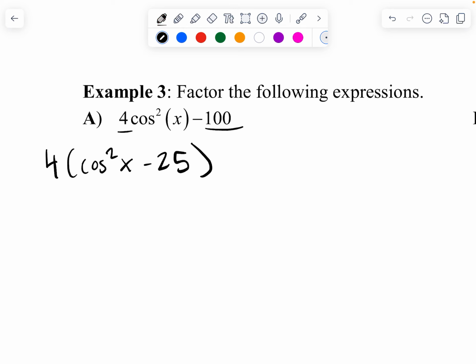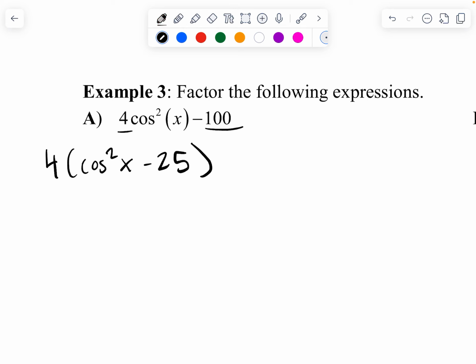But let's say you didn't. Let's say you didn't quite recognize that. Well, that's totally fine. X is already in the problem, so I'm going to use, I don't know, W. I'm going to say W is my cosine function. So then we get 4 parentheses W squared minus 25.